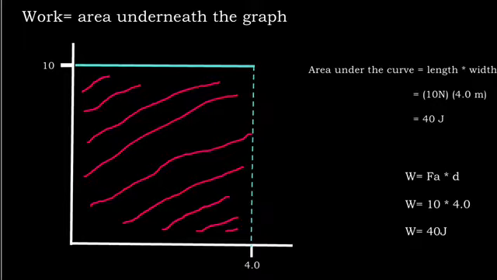To calculate the area underneath the graph, you just need to know that length times width is equal to area. So in this case, the length of the graph is 10 and the width of the graph is 4. So you would just do 10 newtons times 4 meters gives you 40 joules. You can also take this and put it into your work formula of work is equal to Fa times d. Your Fa is equal to 10 and your distance is 4 meters, and you'll still get the same answer of work is equal to 40 joules.